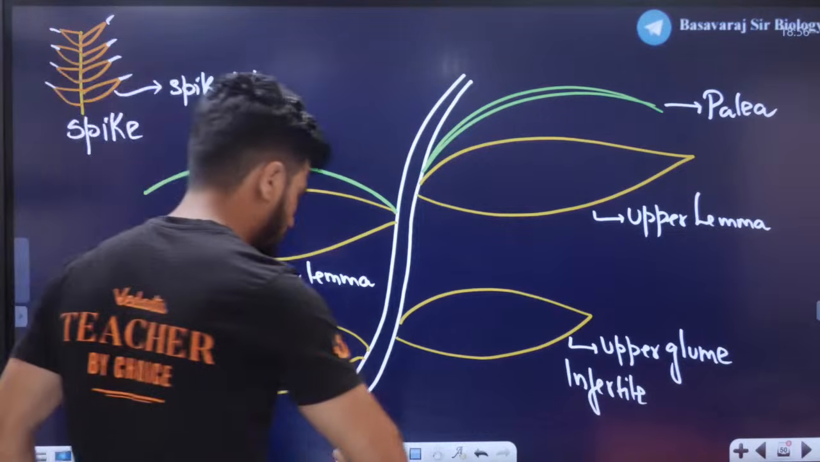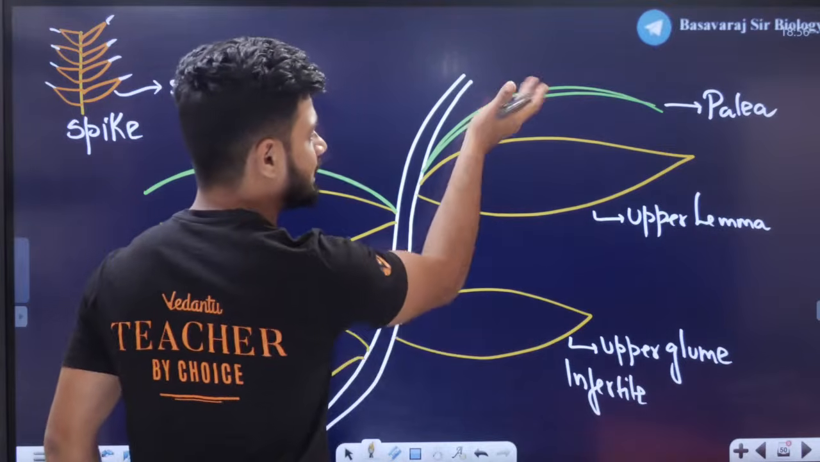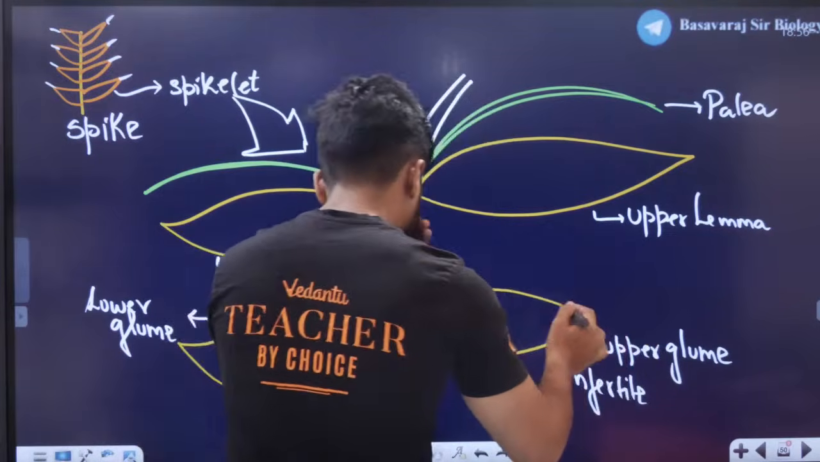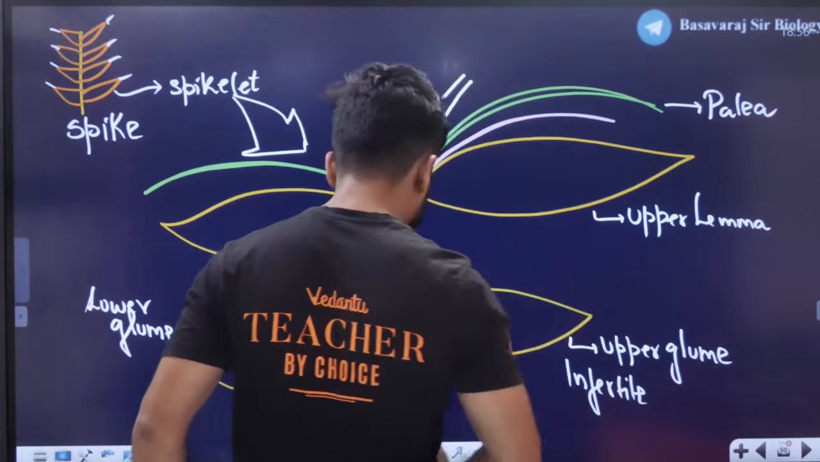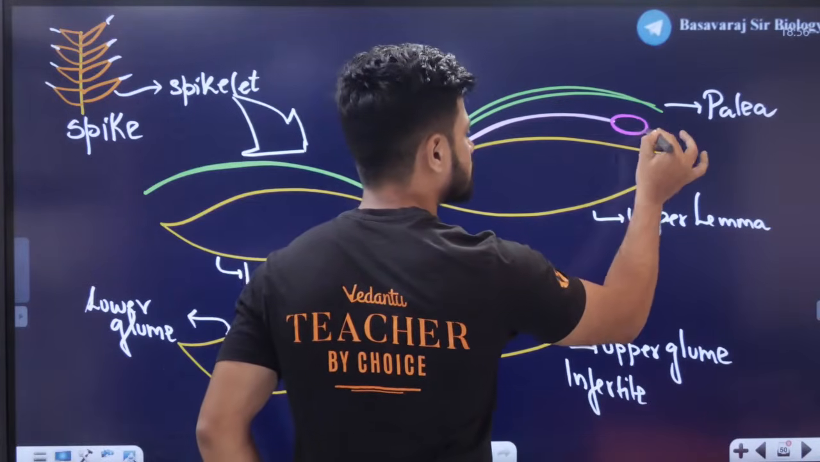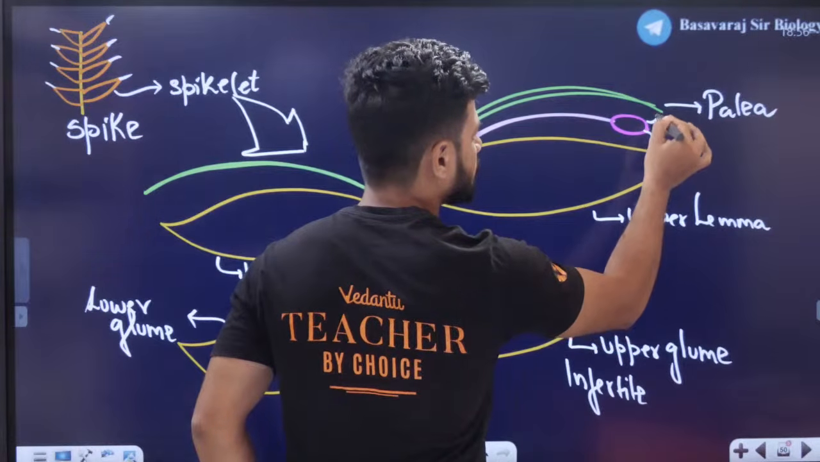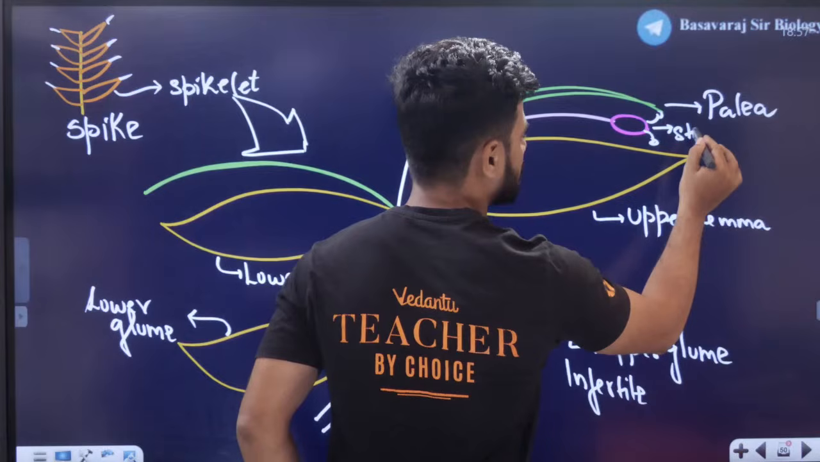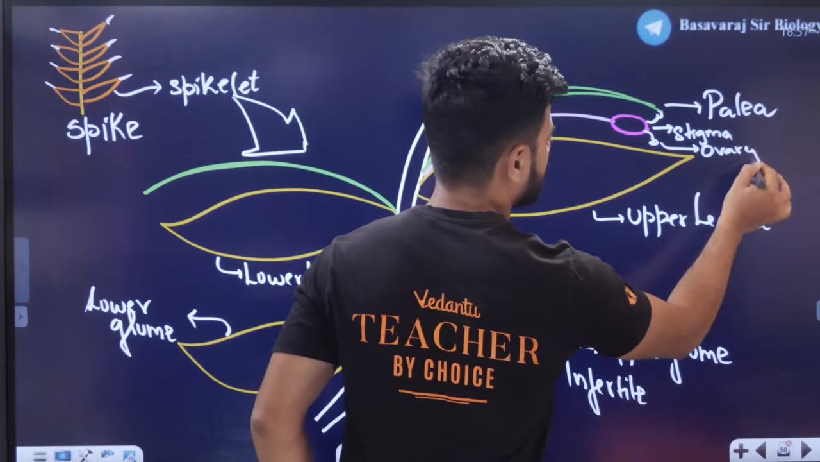Okay, I understand, all of you. Now between the upper lemma and the palea, in the middle, we can see the flower usually. Right in the middle we can see the flower here. Okay, flower. We can see the feathery stigma, and this is the stigma, and we have the ovary also here.